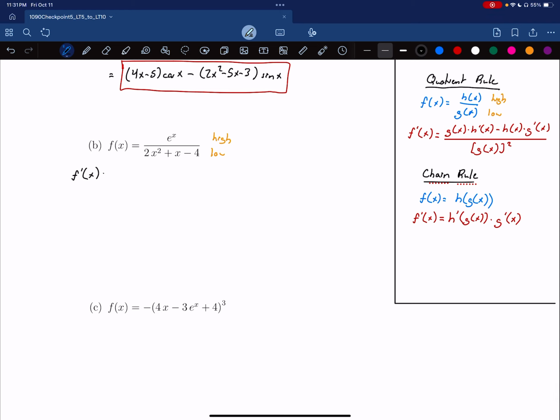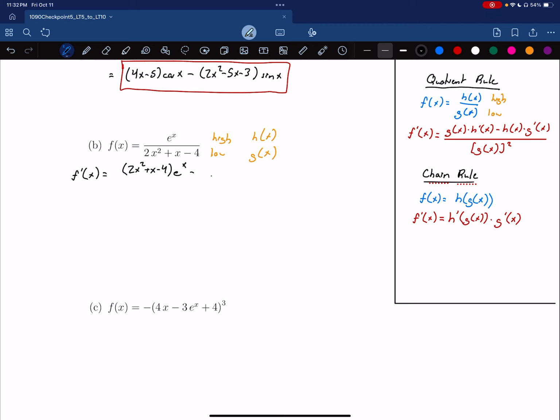Using our quotient rule steps, the first thing, well, actually, let me add in, I think we've been calling this h of x and this g of x, just to match our quotient rule chart over there. First, we have g of x, so 2x squared plus x minus 4, times the derivative of the higher function, and the derivative of e to the x is just e to the x.